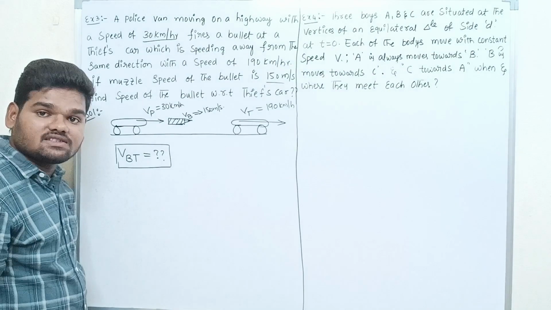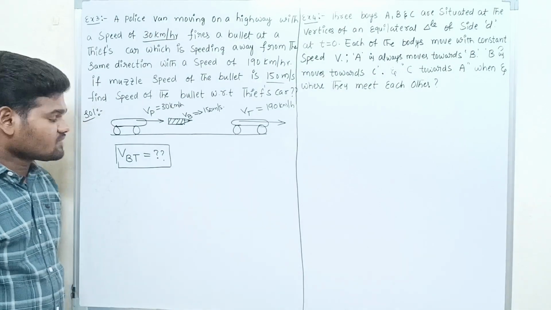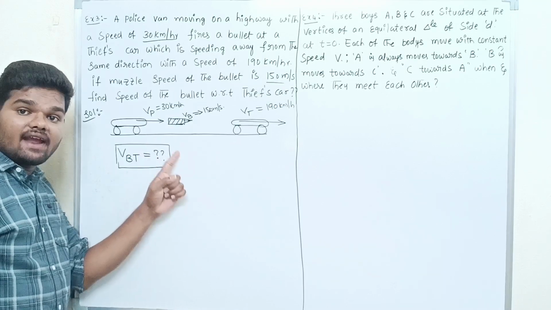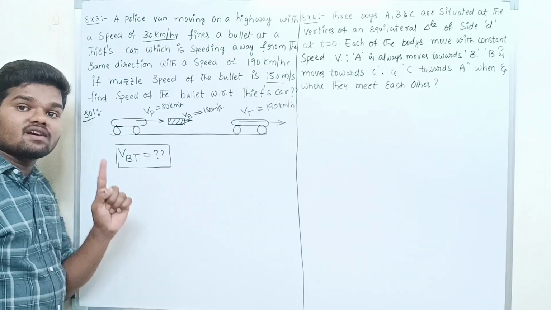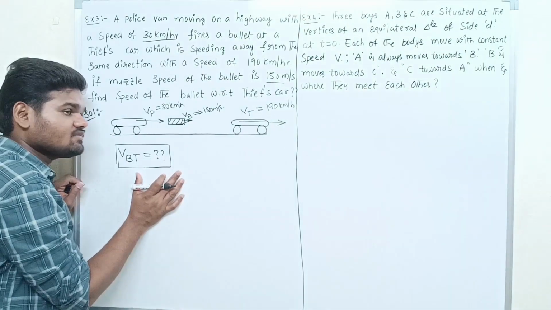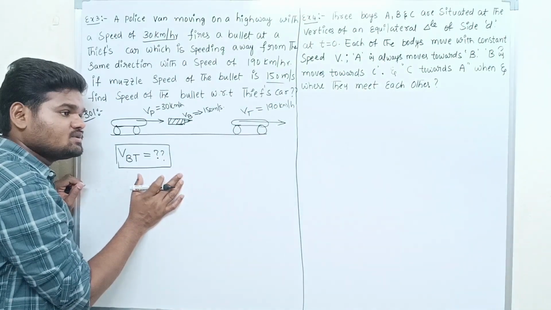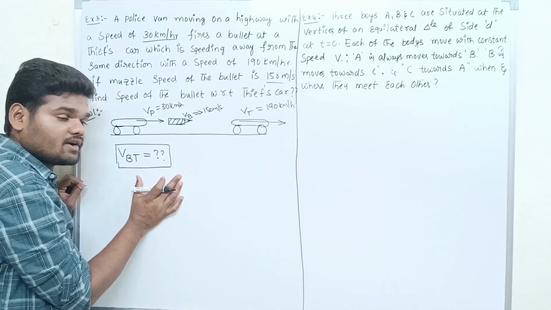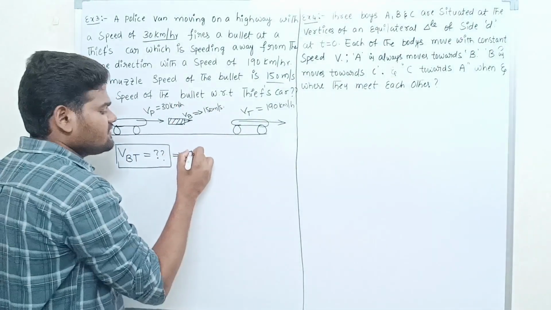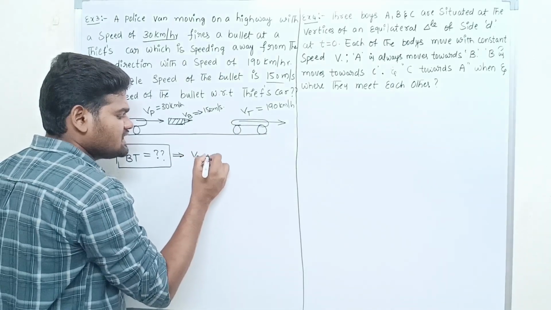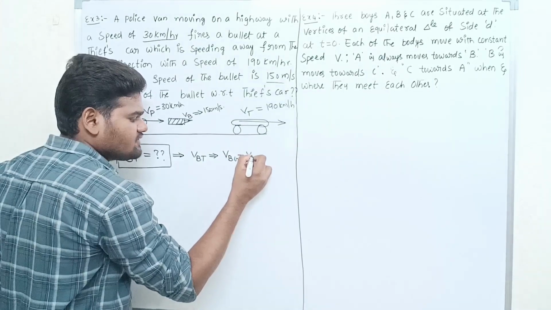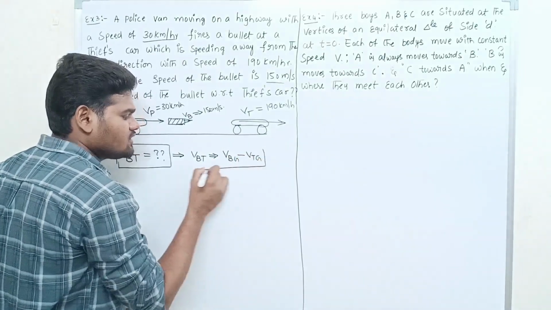Please pause the video and try the solution. So V_BT is equal to what? V_B minus V_T. V_B and V_T are both with respect to the ground frame. That's it. So pause the video and try the solution. 3, 2, 1, go. Have a look. I'm going to find the solution. So the velocity of the bullet with respect to the thief's car is equal to the velocity of the bullet with respect to the ground minus the velocity of the thief's car with respect to the ground.